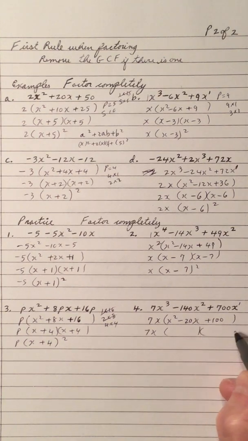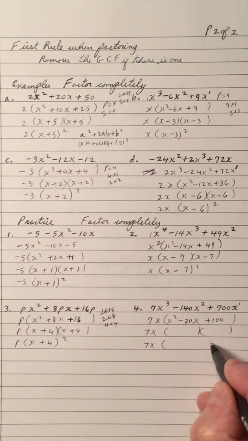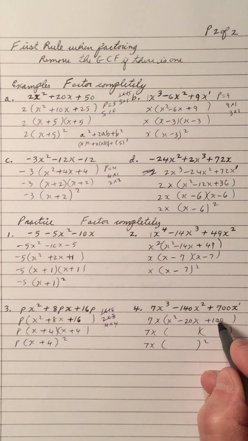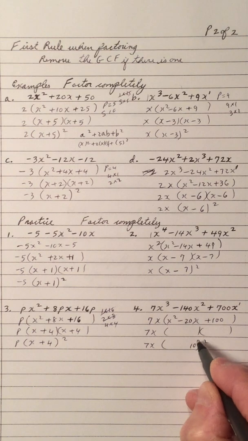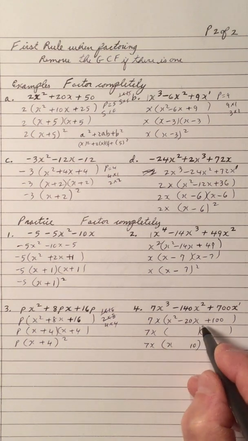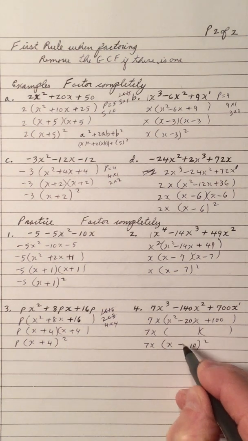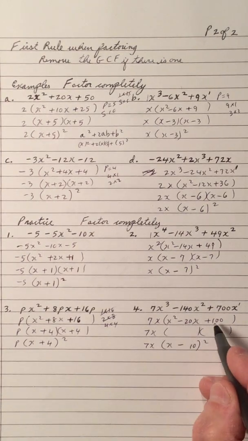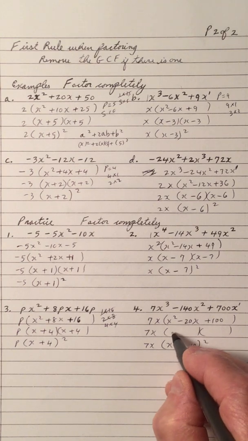7x, and whatever way you want to factor it is your choice. I've got a square. Notice this ends in a plus. So the square root of 100 is 10. The square root of x squared is x. And the middle sign is a minus, so that'll be a minus. That's the fast way, if you notice it's a perfect square.